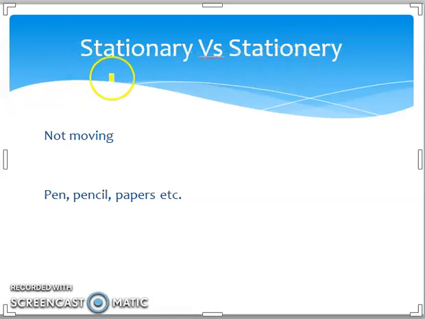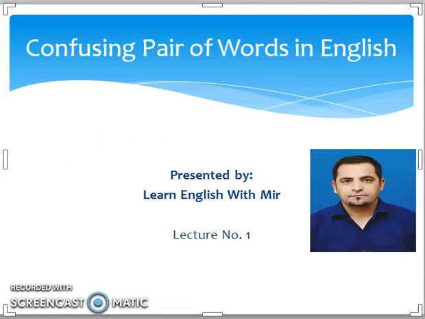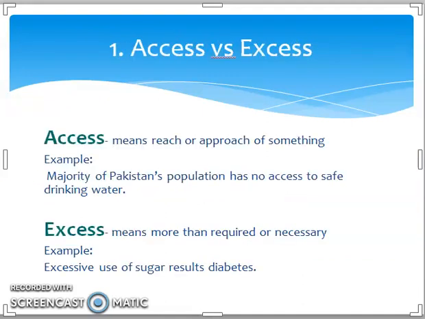Alright? So the first word, stationary, means something that is not moving. Something that is stopped, alright? Not moving. The second word, stationery, means pen, pencil, paper, etc. So stationery items. So like this pair of words, there are hundreds of confusing pairs in English. So in today's lesson, I will be talking about 10 confusing pairs of words in English. So without much ado, let's get started.